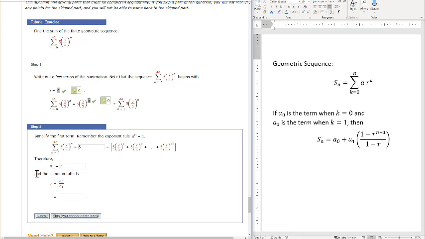And for the common ratio, what they want you to do is take the terms a sub 1 and a sub 2 and make a ratio out of them. If you were to divide a sub 2 by a sub 1, the 5's would cancel out, and one of the 2/5 would cancel out in the denominator, and you would be left with 2/5. So that's going to be your ratio r.